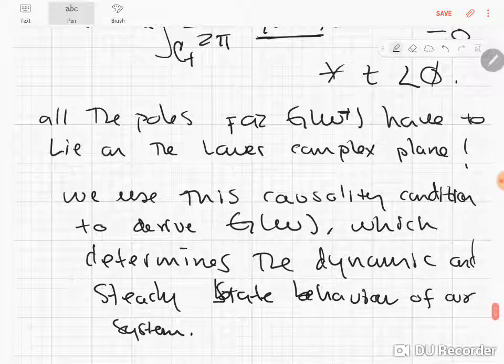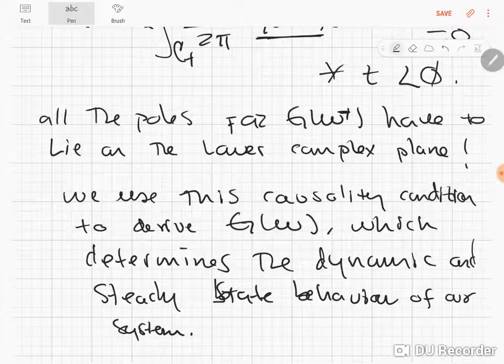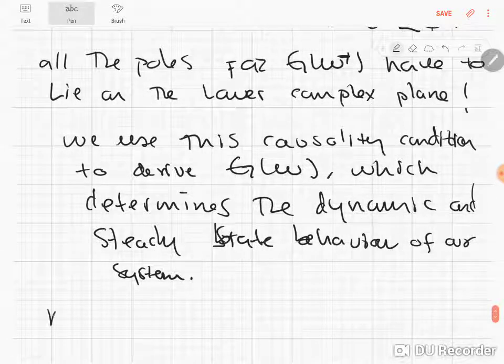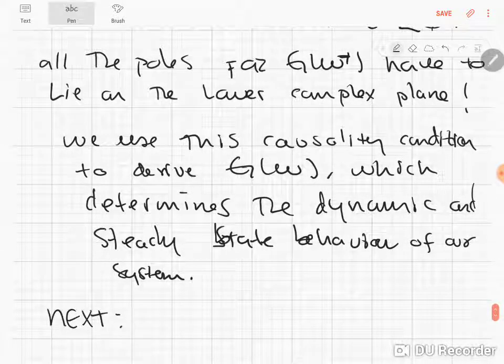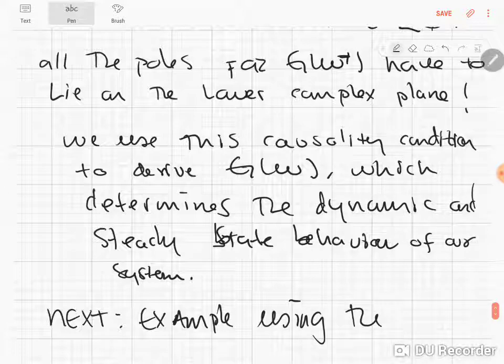This is quite important, and that's how causality relates to Green's functions, and causality imposes that restriction on the Green's function. Next video, I'm going to do an example using the Lorentz oscillator.